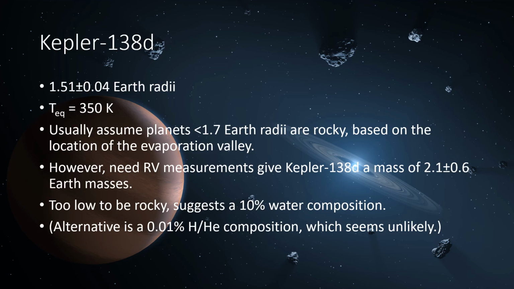And the interesting thing here is that we usually assume that planets less than 1.7 Earth radii are rocky based on the location of the evaporation valley. However, that is just statistical. It's not a hard correlation. And radial velocity measurements of Kepler 138d show that it has a relatively low mass of 2.1 Earth masses.